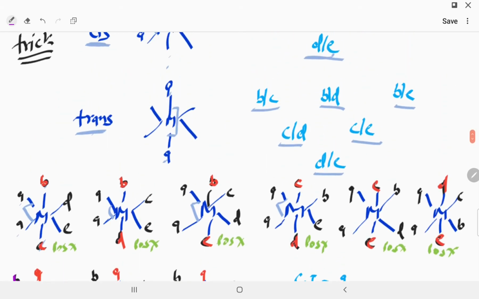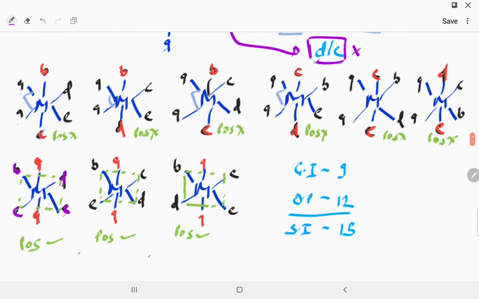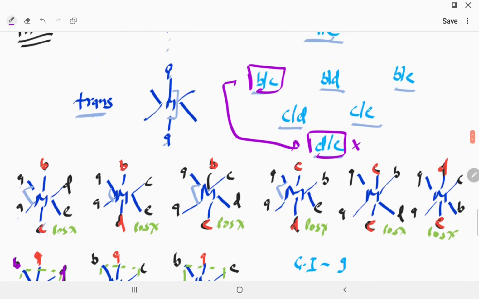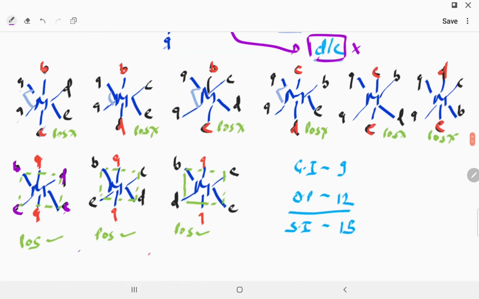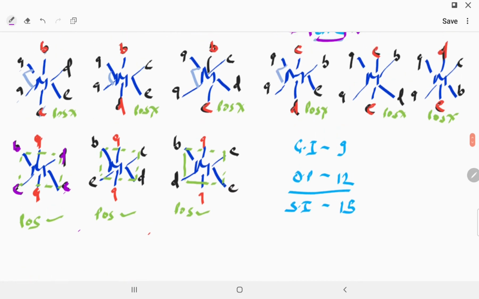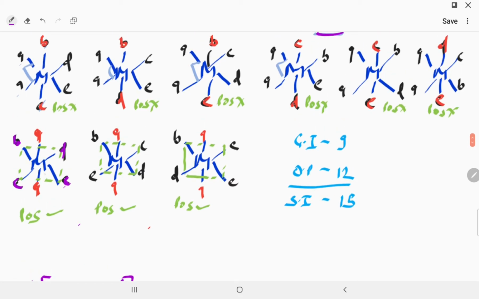So in the above compound, when I take BC, DE we do not take it, so they both are 1. Okay, so you are able to see that when A is trans, it will only form 3 geometrical isomers. One is BC, one is BD, one is BE, because in BE, CD is also calculated, and in BD, CE is also calculated.